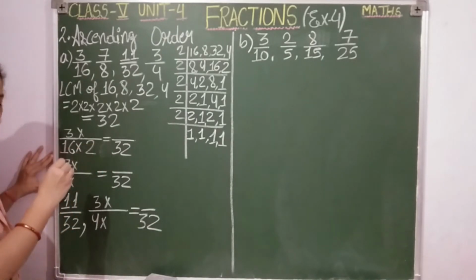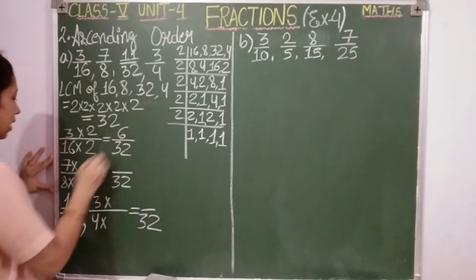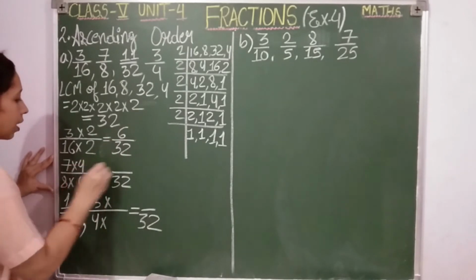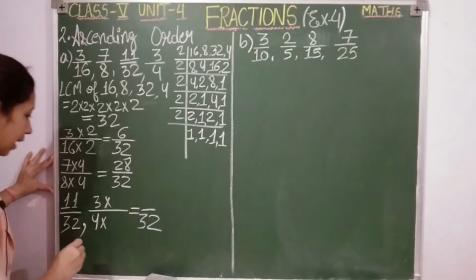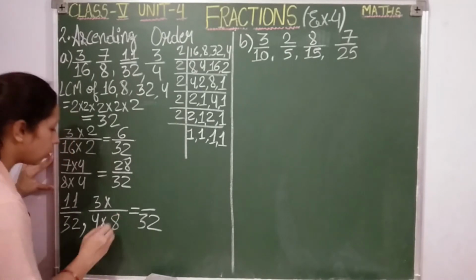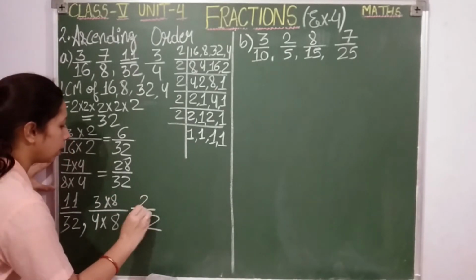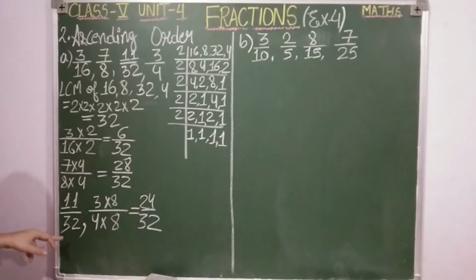16 2s are 32. Here also 3 2s are 6. Then 8 4s are 32. 7 4s are 28. Then 4 8s are 32. Then 3 8s are 24. Okay, and here 11 by 32 is already with denominator 32.